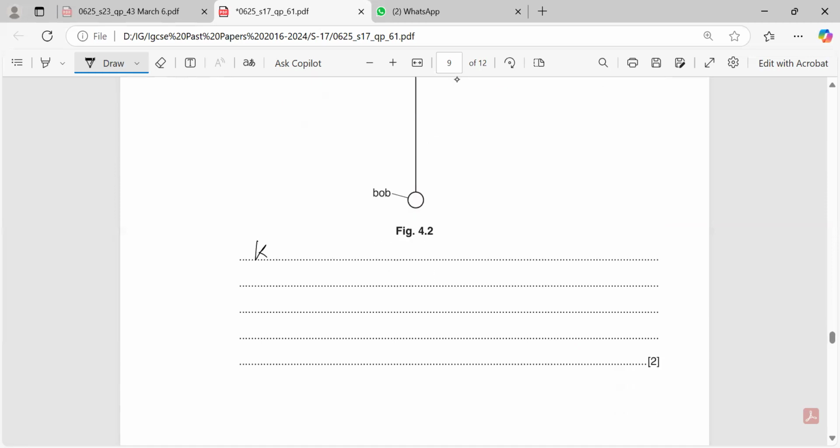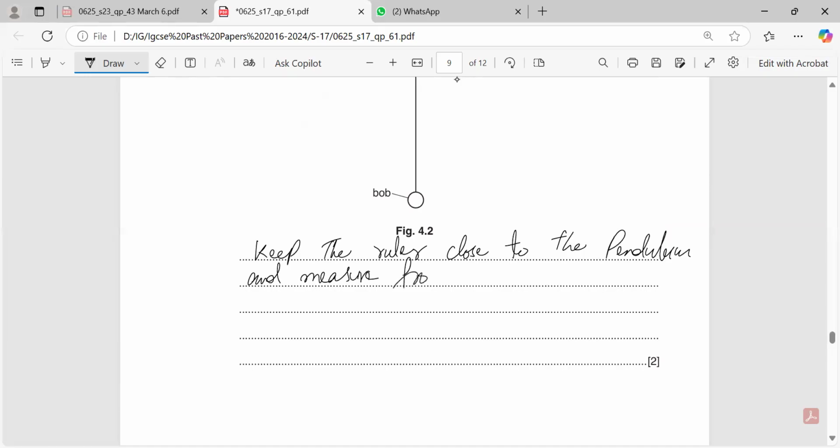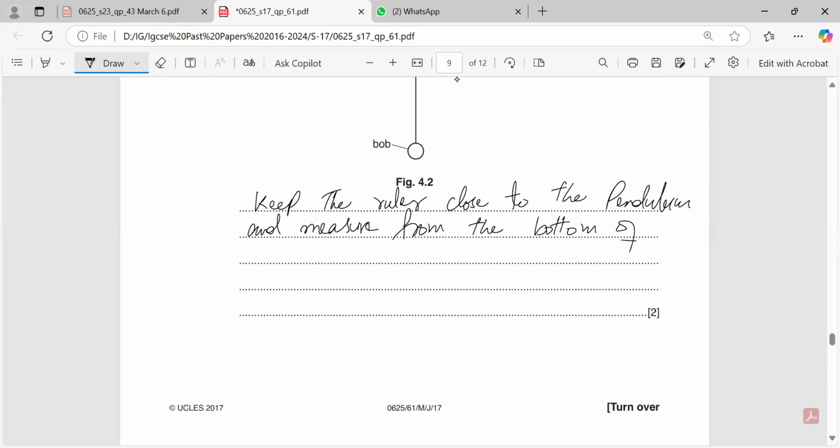So keep the ruler close to the pendulum and measure from the bottom of the clamp. So 2 marks, 2 points are there.